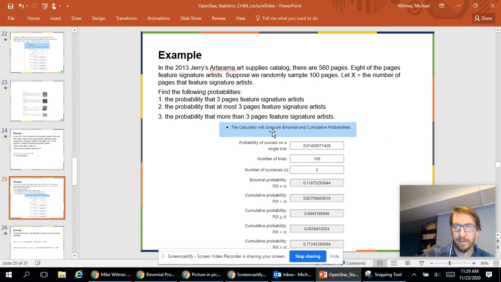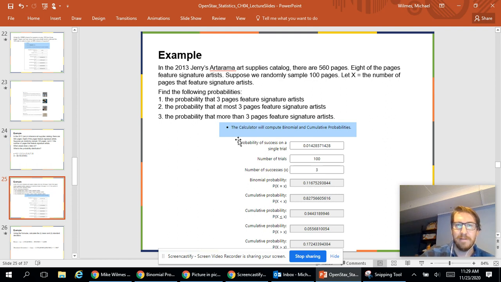Okay, so I took my probability of success, 8 out of 560. I used my calculator to convert that to a decimal. 100 trials, so that's the chance for each signature artist, 100 pages, and we're looking for 3 successes. So the probability that 3 pages feature a signature artist, about 11%, 0.116, or 11.5%.